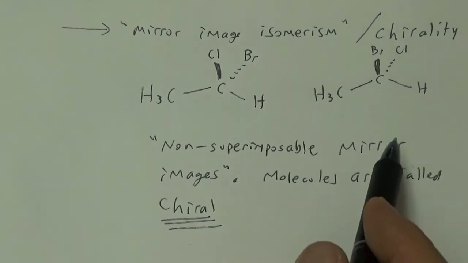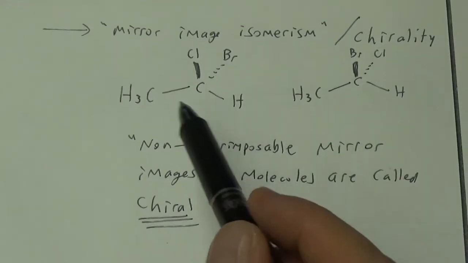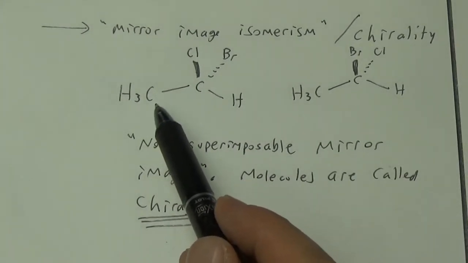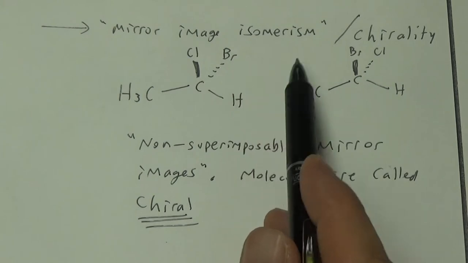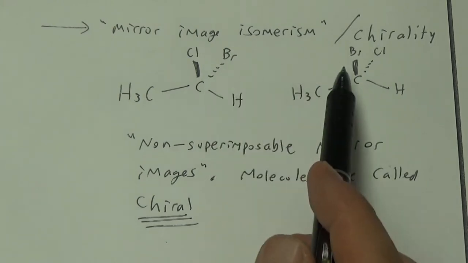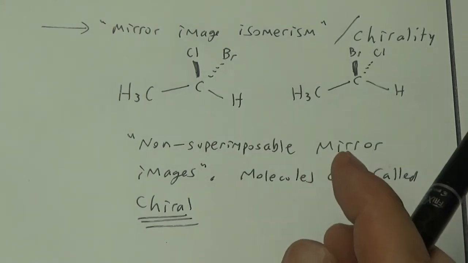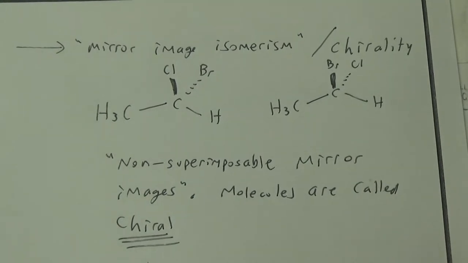Alright, so let me show these two molecules to you. Remember the structure, you have it written down, right? You have CH3, and we have chlorine and bromine on one, and bromine and chlorine swapped on the other. Let me show you these with my models now.